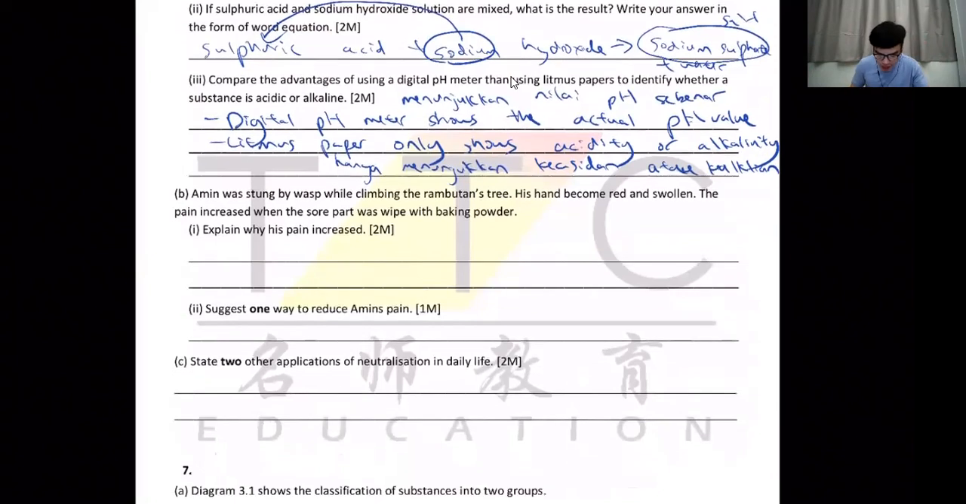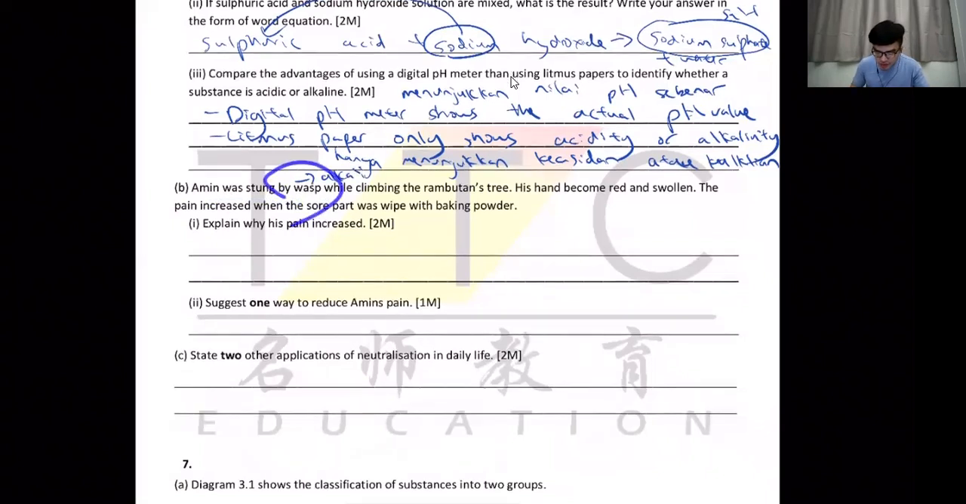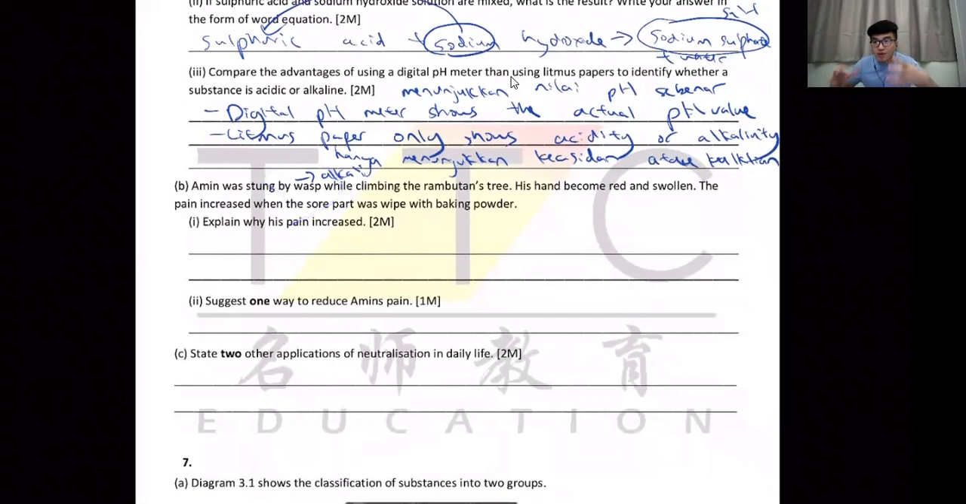So B, Amin was stung by a wasp. What is a wasp? It looks like a bee, but it's not a bee. The sting is alkaline. Don't mess with this thing, it's going to kill you. They will attack in a group. While climbing the tree, his hand became red and swollen. The pain increased when the sore part was rubbed with baking powder. Baking powder is alkaline, so it's going to make this worse. Explain why his pain increased.